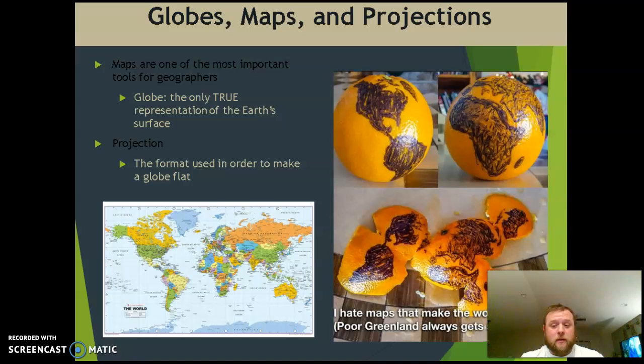are very close to being the same size. But if we look at the orange, Greenland is a lot smaller than Africa. The distortion that we have on the left causes that because, again, we're trying to make a sphere into a square.